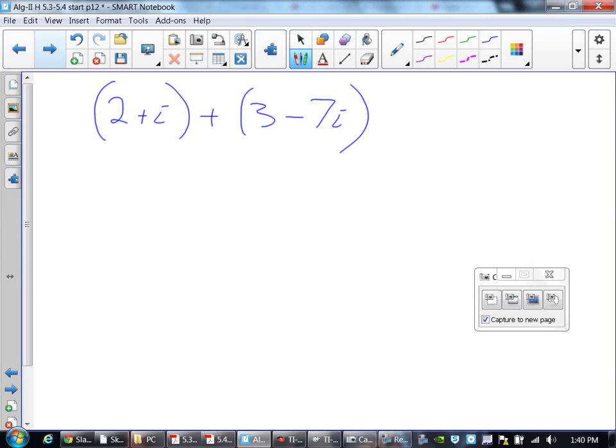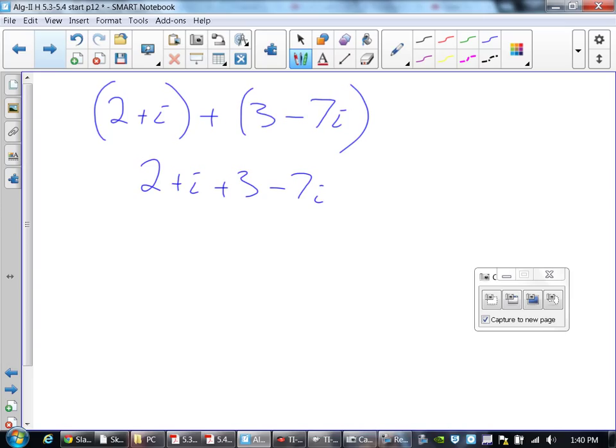This is nothing more than combined like terms. Okay? When you have i values and you're adding or subtracting, and I'll show you this here in a second, notice the first set is 2 plus i plus a second set, 3 minus 7i. Since what's in between there is an addition symbol, I can go ahead and combine like terms like those parentheses didn't exist. No. Okay. So what happens here is I do this. 2 plus i plus 3 minus 7i.